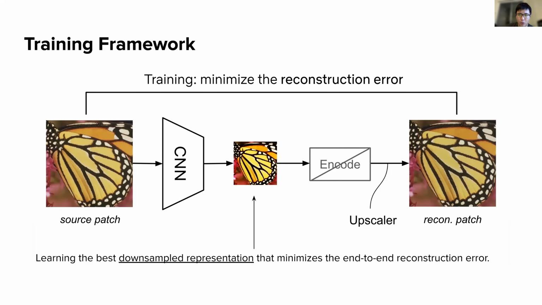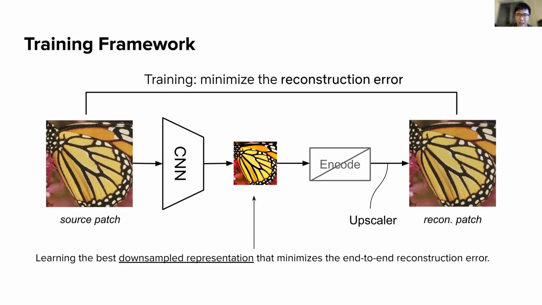This is a high-level training graph of our CNN model. Basically, we mimic the encoding pipeline shown in the previous slide as closely as possible. The source patch is fed into the CNN downsampler, resulting in a low-resolution representation. Ideally, there should be a video encoder after this, but since it is not a differentiable component for backpropagation training, we simply remove it during training.